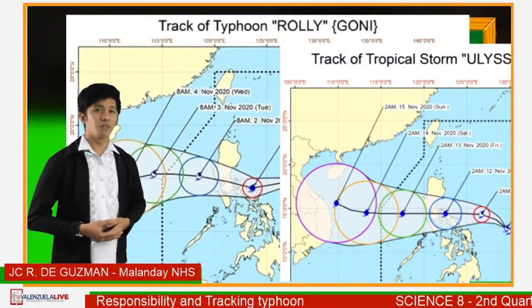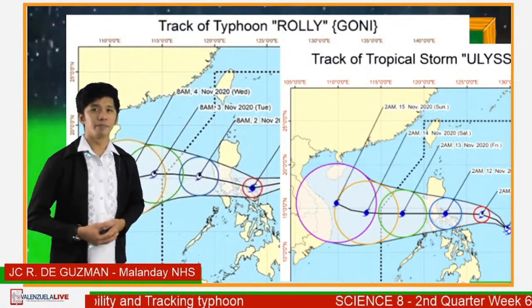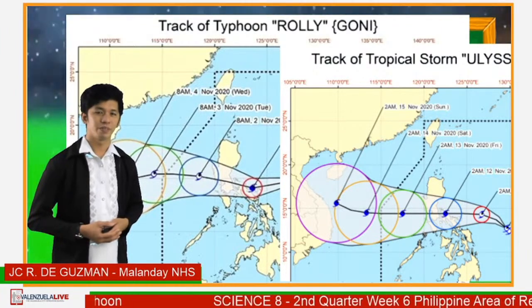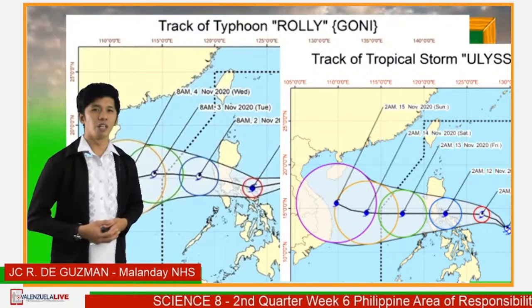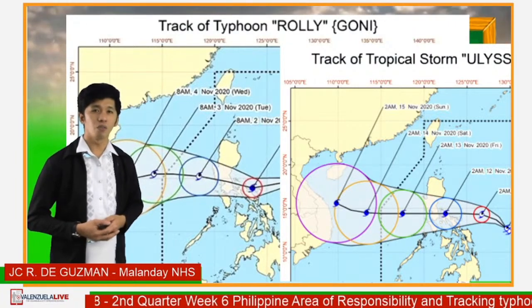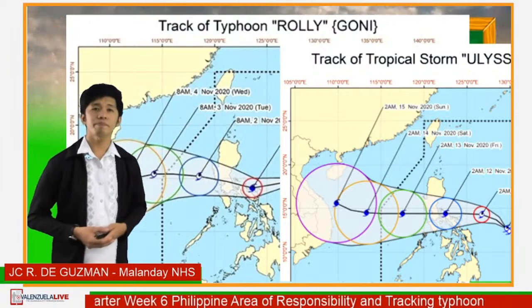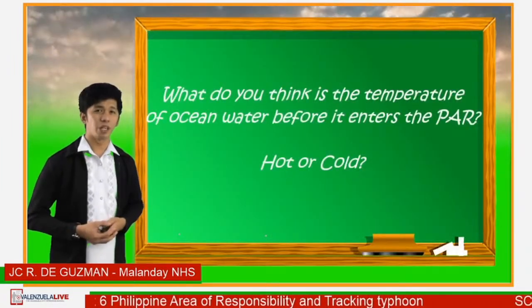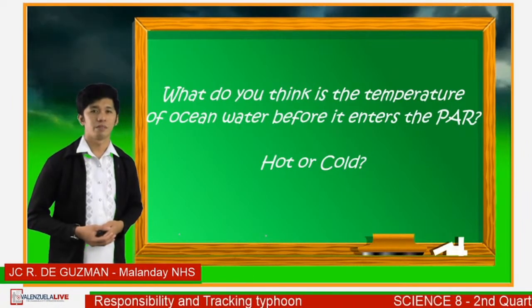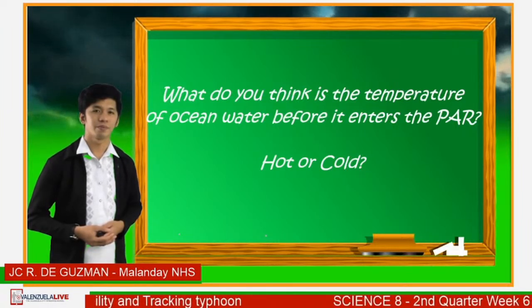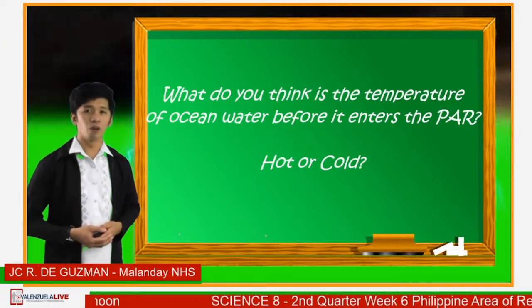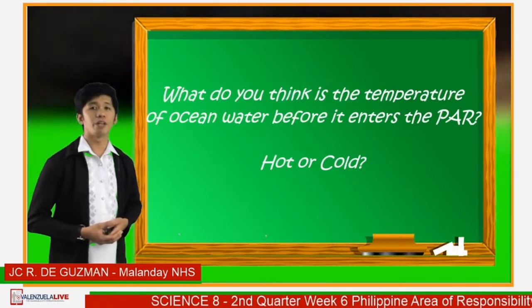Next, when does the typhoon leave the PAR? Okay, great. Super Typhoon Rolly leaves the PAR on the 3rd day of November, and Typhoon Ulysses on the 14th day of November. Now, what do you think the temperature of ocean water was before Rolly entered the PAR? Good. We all know that the typhoon starts to form because of warm water from the ocean that evaporates.